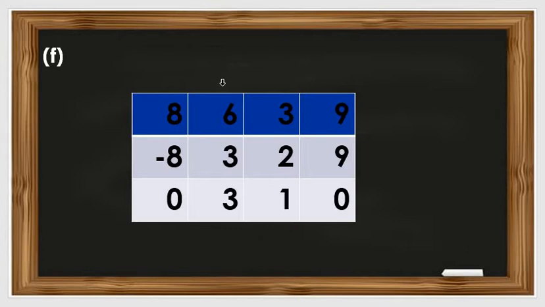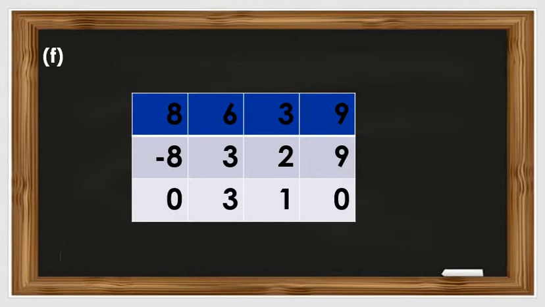Okay. And then further, the hundreds place: 6 minus 3. Can we take out from 6 to 3, all students? Yes, we can easily take out from 6 to 3. So no need to borrow. So 6 minus 3 is equal to 3. So here the hundreds place is done. 6, 3 and 3 in the hundreds place.